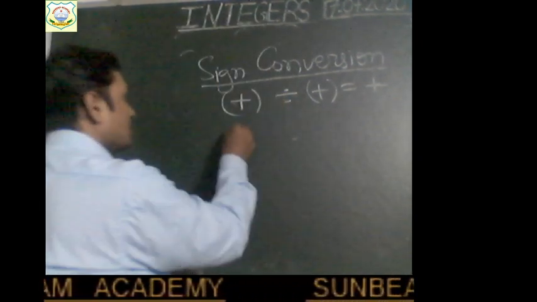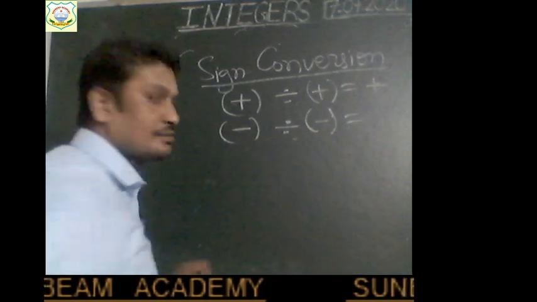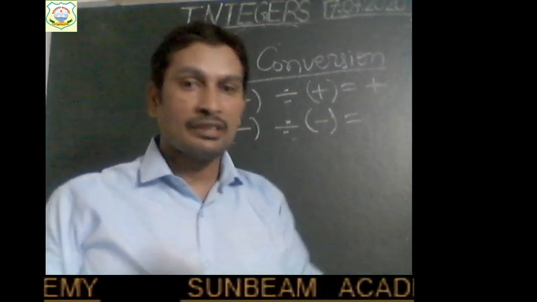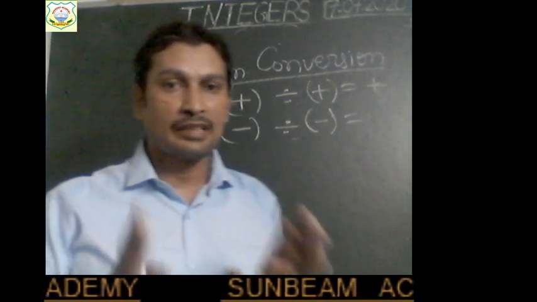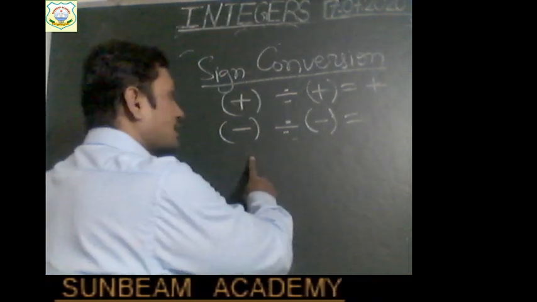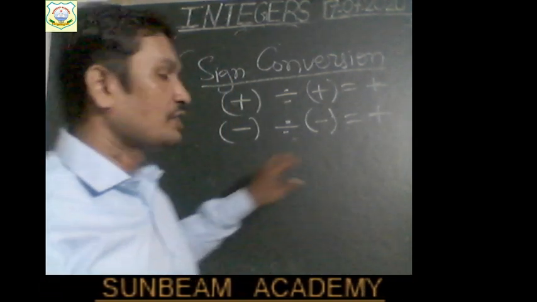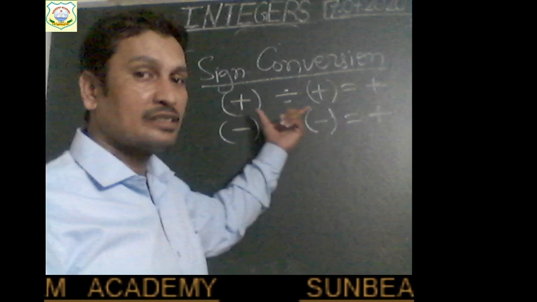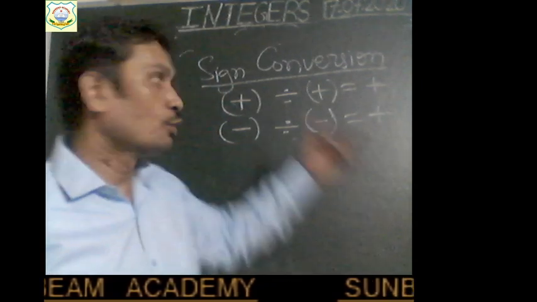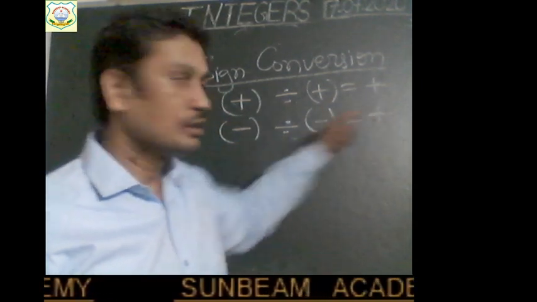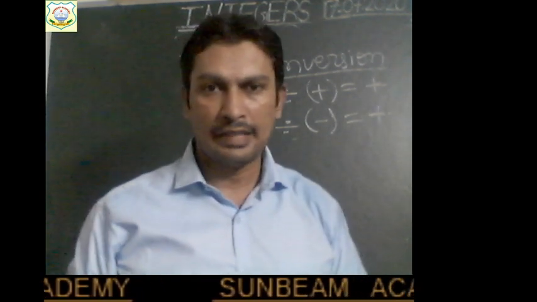Now, if we divide a negative integer by a negative integer, then if you multiply a negative integer with a negative integer, the result is positive. The same rule will be applied here also, because for multiplication and division we have the same rule. So a negative integer divided by a negative integer will become positive. So what we have noticed, children, is that if two integers have the same sign, then after dividing, their quotient will be positive. If both are positive, their quotient will be positive. If both dividend and divisor are negative, then their quotient will be positive. Right?